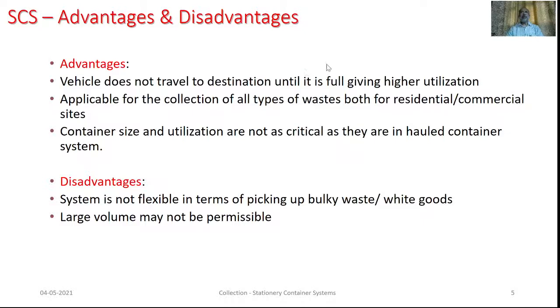This kind of system can be made applicable for a variety of waste. It could be residential establishments, it could be commercial sites. For this system, the container size and utilization are not as critical as they are in the hauled container system, the way we discussed about the utilization of the volumetric capacity.